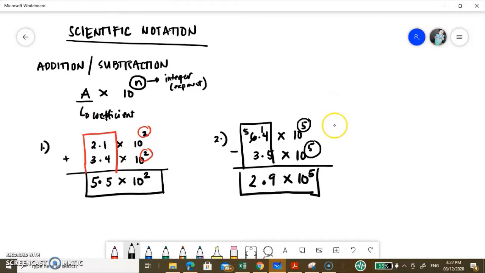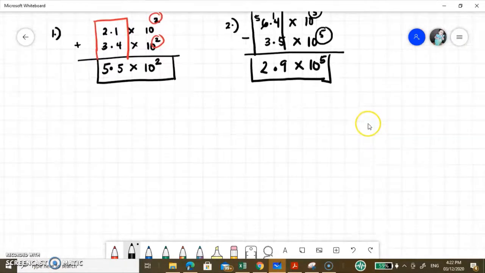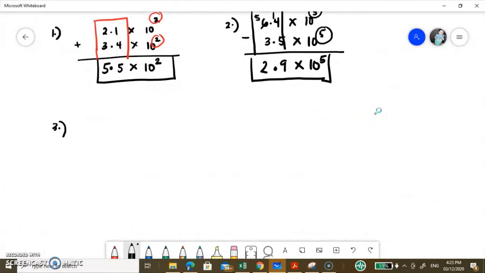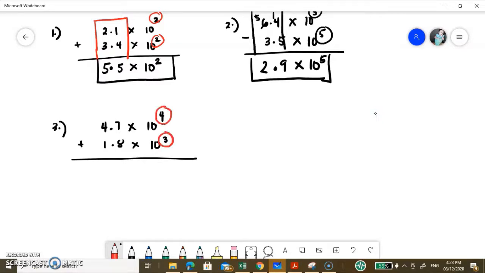Now, what if they have different exponents? Kakaiba yung exponent nila. Example, itong 4.7 times 10 raised to 4 plus 1.8 times 10 raised to 3. So, magkakaiba ang kanilang exponents. So, kailangan natin gawin is itong the one with the smaller exponent, i-rewrite natin siya in such a way na ang exponent niya ay magiging equal dun sa larger exponent. So, i-rewrite natin siya.